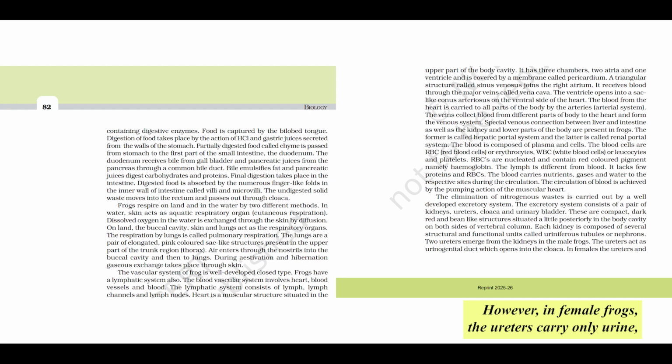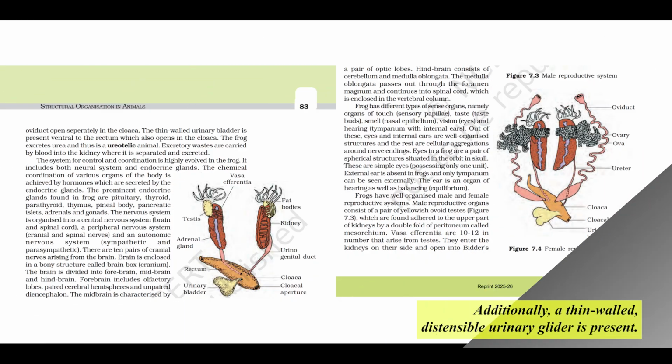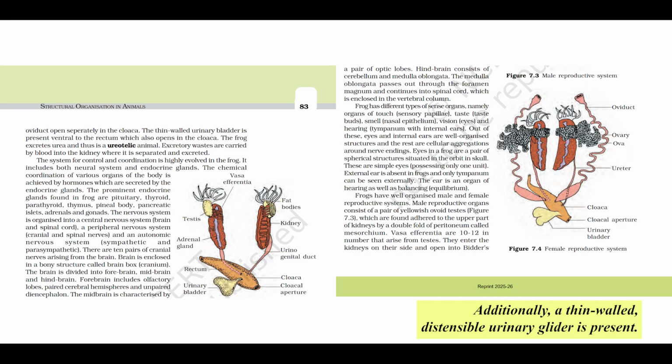However, in female frogs, the ureters carry only urine, and they open separately into the cloaca, distinct from the oviducts, which carry eggs. This separation is a key anatomical difference. Additionally, a thin-walled, distensible urinary bladder is present. It's located ventral to the rectum, and it also opens into the cloaca. It serves as a temporary storage for urine.